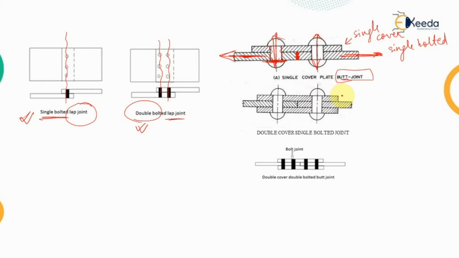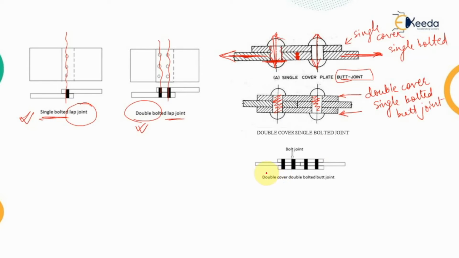Now if we provide the cover plate on both the sides of the members which are to be connected, then that will be known as the double cover, since we have provided the cover plate on both the sides, and still we are providing only one bolt for each plate. That's why it will be known as double cover, single bolted butt joint.